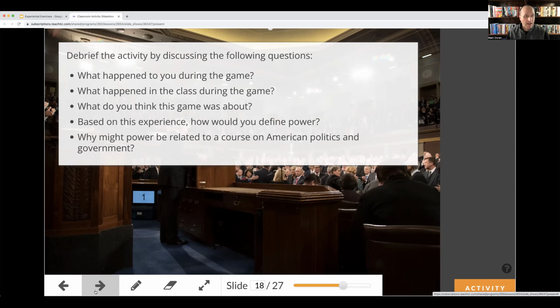What happened to you during the game? What happened in the class? Were there some subversive activities? Students trying to form alliances and teams and make underhanded deals. That kind of thing happens. What do you think this game was about? So why are we doing this game? And based on this experience, how would you define power? And why might power be related to a course on American politics and government? Although, again, you could use this to illustrate plenty of historical examples as well.